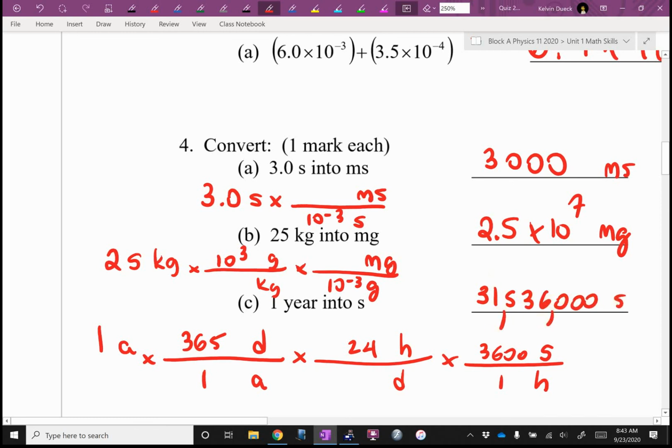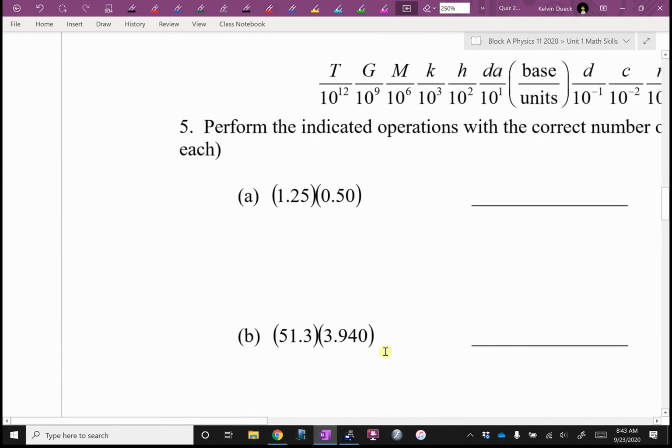So every year, oh yeah, now I remember. I think I told you. It's roughly 31.5 million seconds. Turn the page. Is it turn the page? No, next page over. Okay.